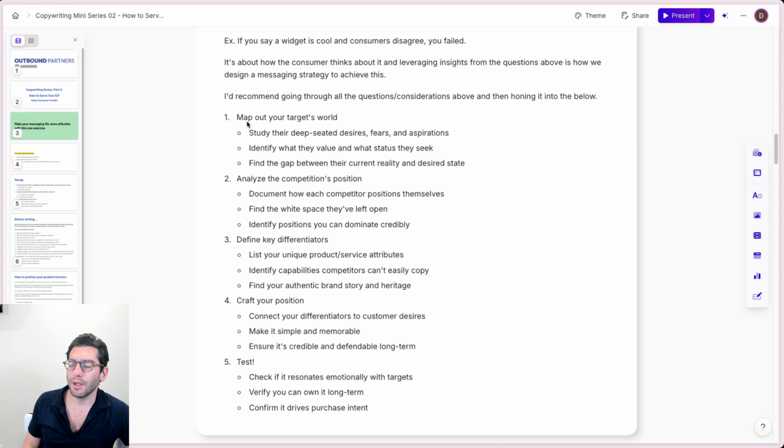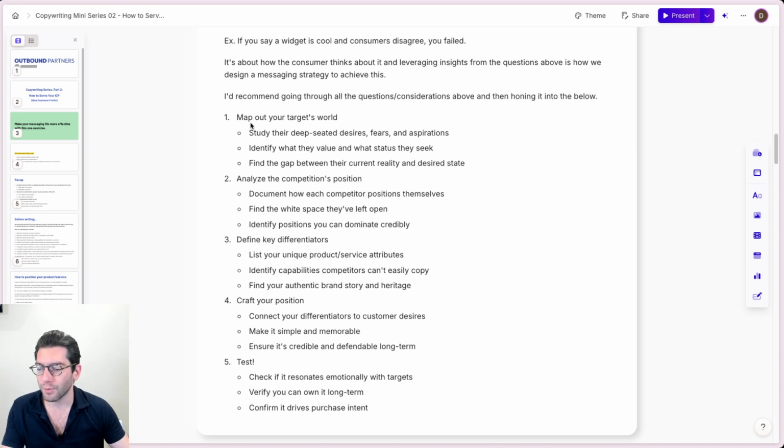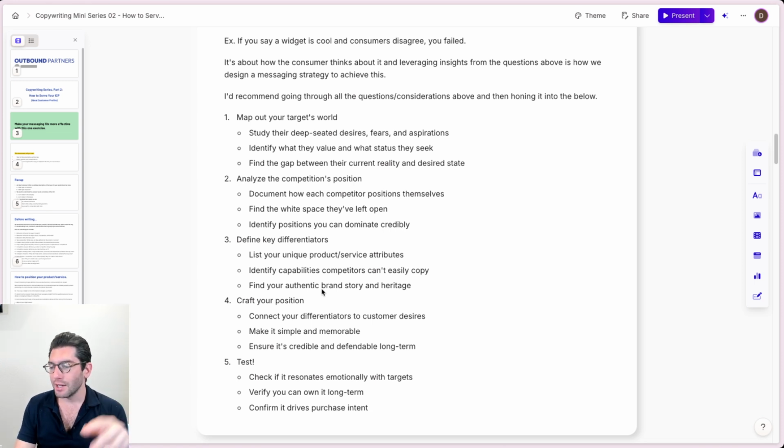The idea here is to map out your target's world. Then we want to analyze the competition's position. We want to define key differentiators. We want to craft your position, and then we want to test, because all that matters is how the consumer perceives it. You've got to test it and make sure it's being perceived the right way. If it's not, then you change things around, and you just keep iterating until you get it right. Okay?